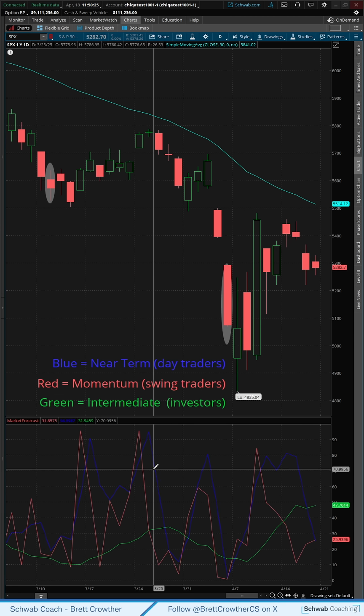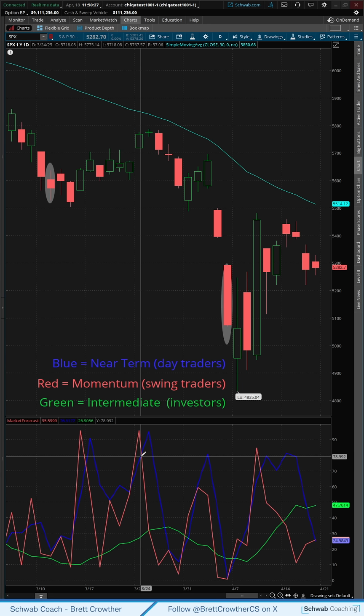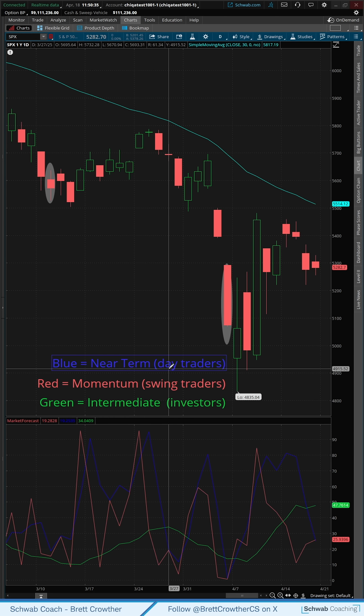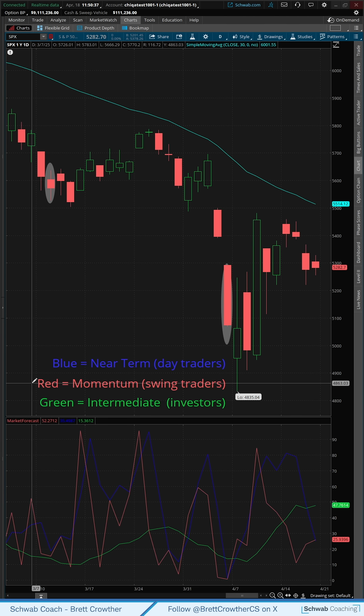Now it's already here, and you'll see it has 3 different lines, a blue, red, and green one, and each of these represents different time frames of traders. The blue is what we call the near term, and we think of this as day traders, someone who's in for hours to days. The red, or what we call the momentum line, is more of a swing trader, someone who is in a trade for weeks to months, and the green is the intermediate, which is more like an investor, someone in for months to years.